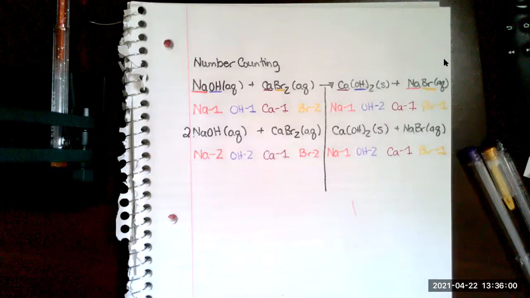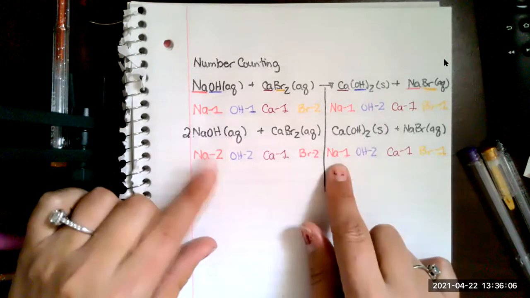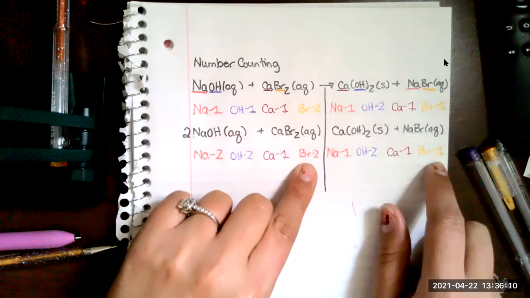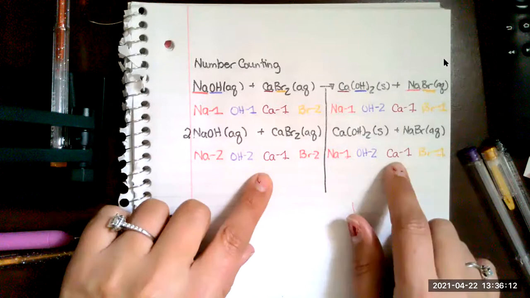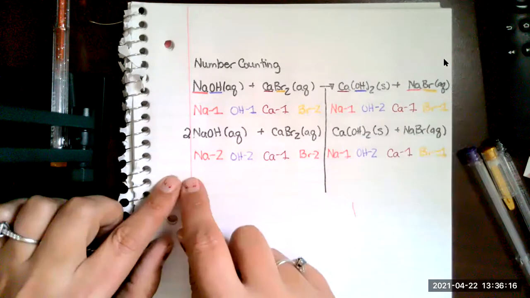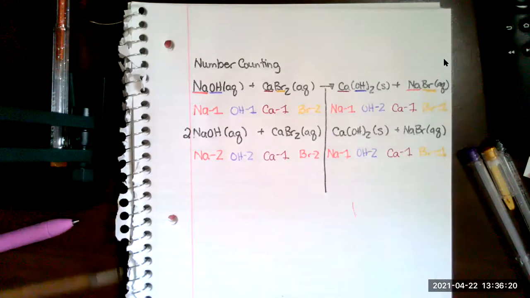Well, now we can look at this again. My sodiums aren't balanced. I have 2 here, I have 1 over here. My bromines aren't balanced. I have 2 over here, I have 1 over here. My hydroxides are balanced, my calciums are balanced. So I really need to look at this one now. So that means I can write this equation down and then add a coefficient to this one. So we're rewriting the equation.